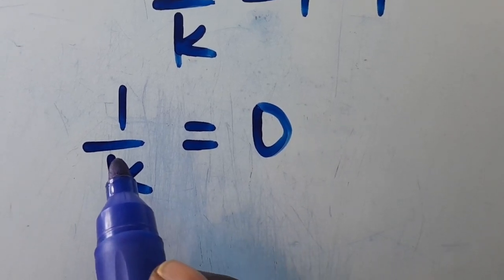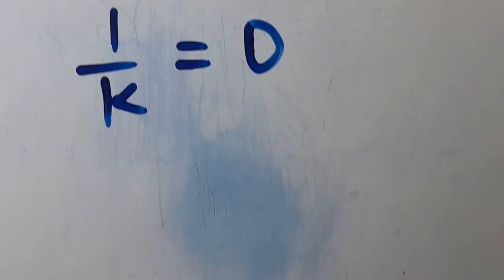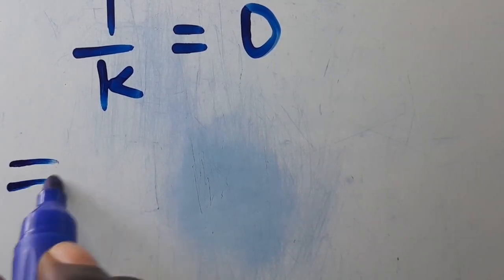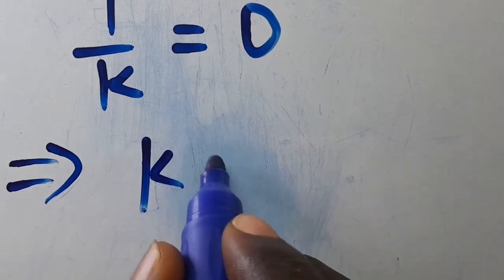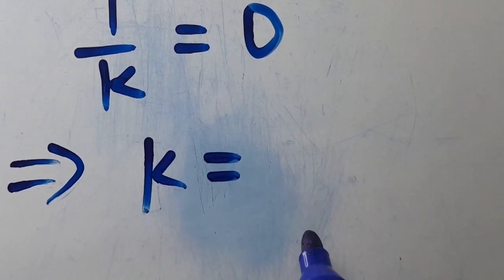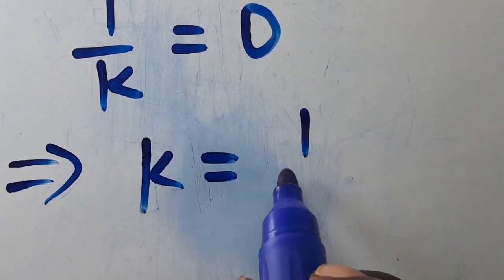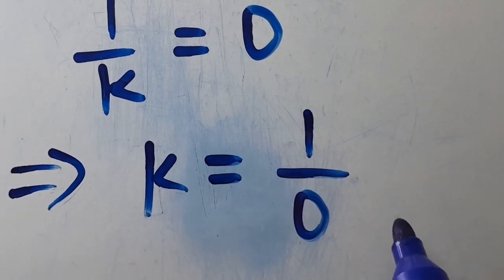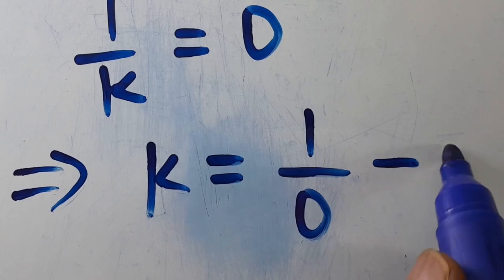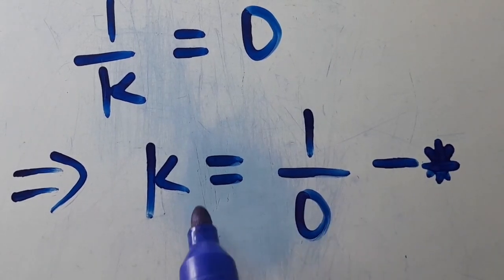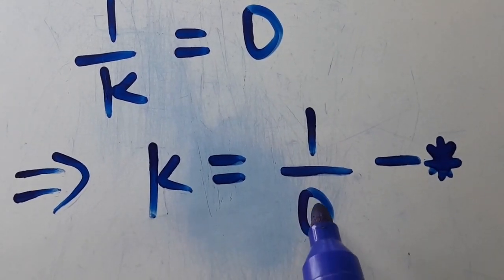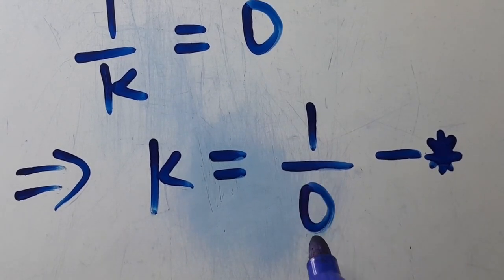Then let's obtain the reciprocal of k. So from here, it implies that we have k equals 1 divided by 0. Then let us note this: 1 divided by 0 is equal to what?